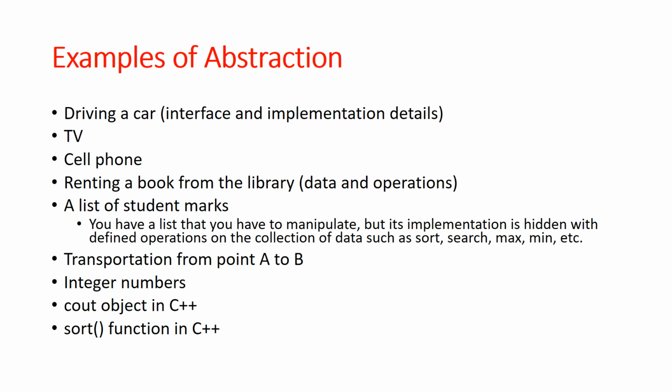Or if you want to go from point A to B, an abstraction would be just saying, go from point A to B, but you can go using different methods. You can walk, you can take a SkyTrain, you can take a bus, you can drive. So the abstraction is just the high-level picture of going from point A to B. If you ask me how to pass the course, I would just say you have to get above 50%. But how you do it is hidden from you.